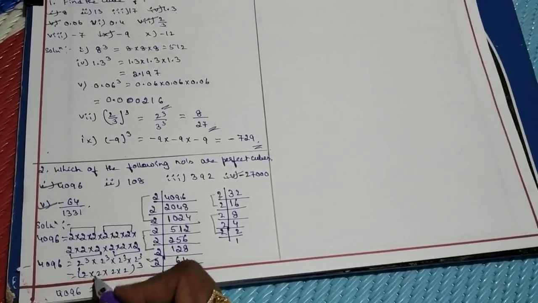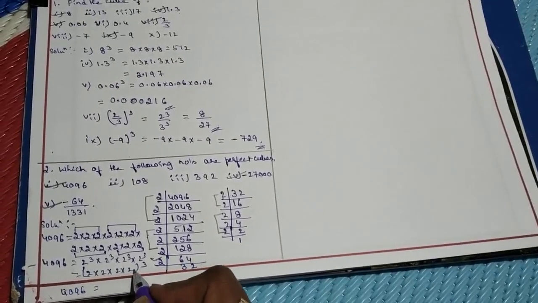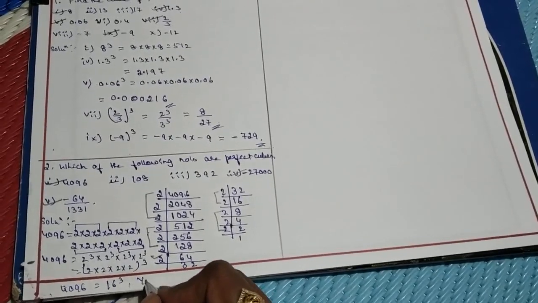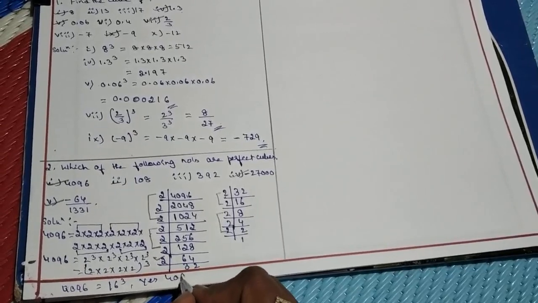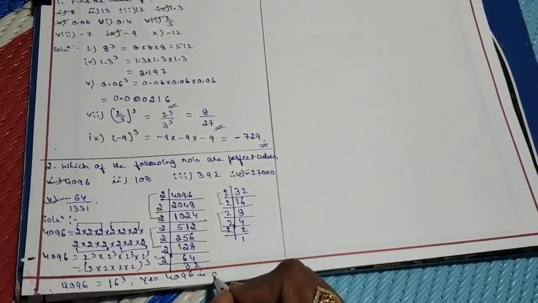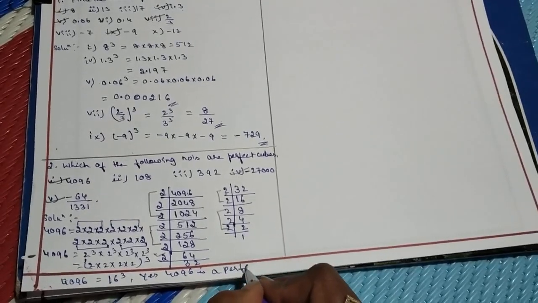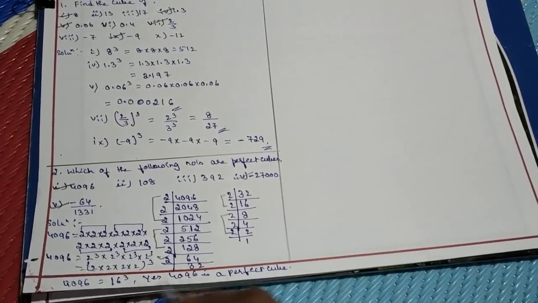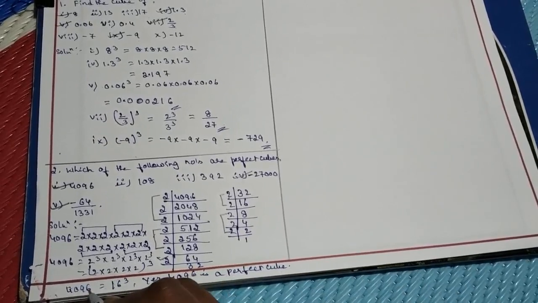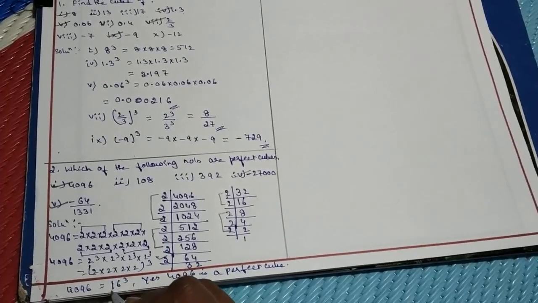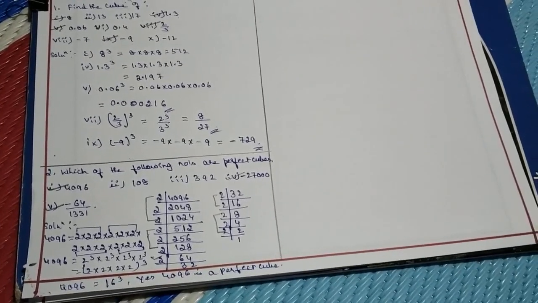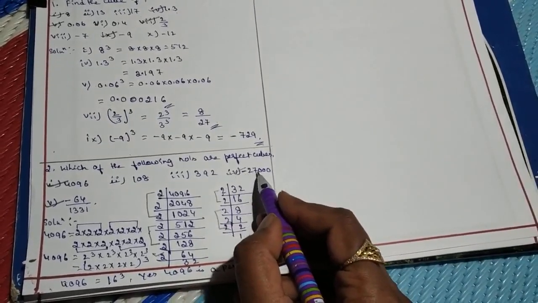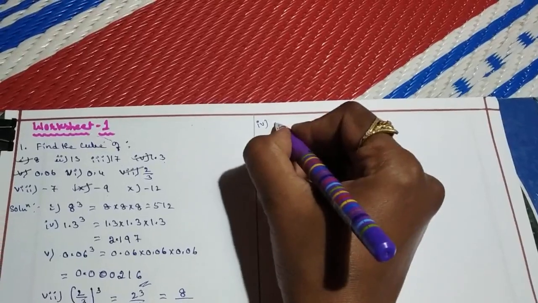4096 is equal to 2 2s are 4, 4 2s are 8, 8 2s are 16. That is 16 cube. Yes, 4096 is a perfect cube. If the question is asked whose perfect cube, then you need to write 4096 is a perfect cube of 16. So let us move to the next question, that is the fourth question, minus 27000.